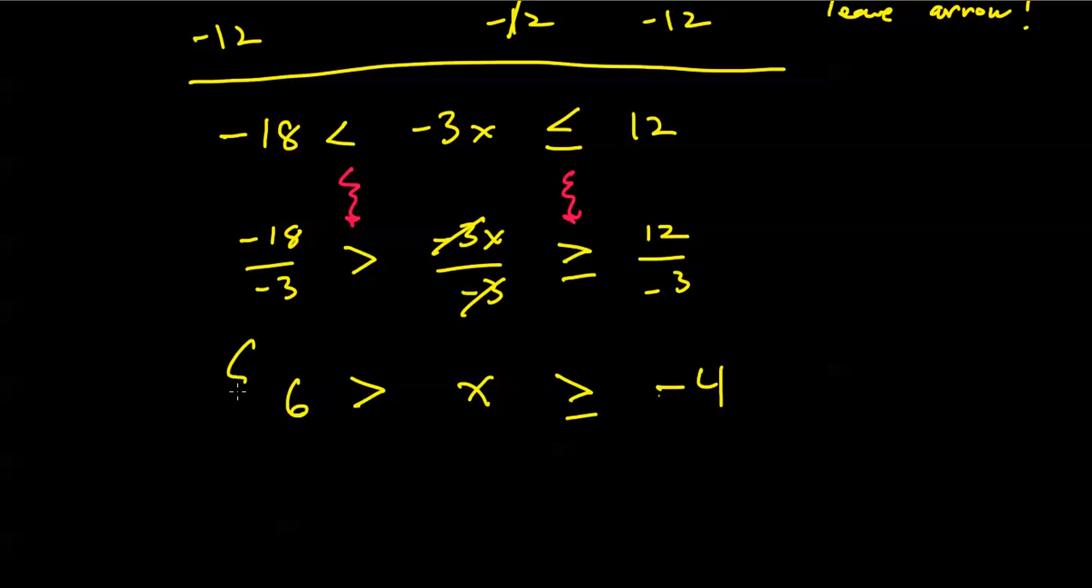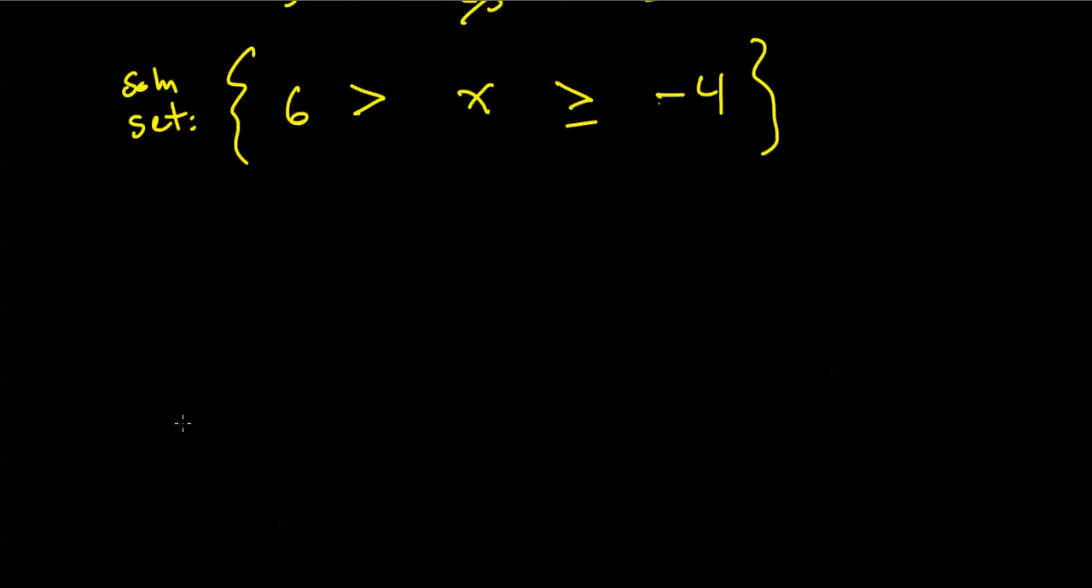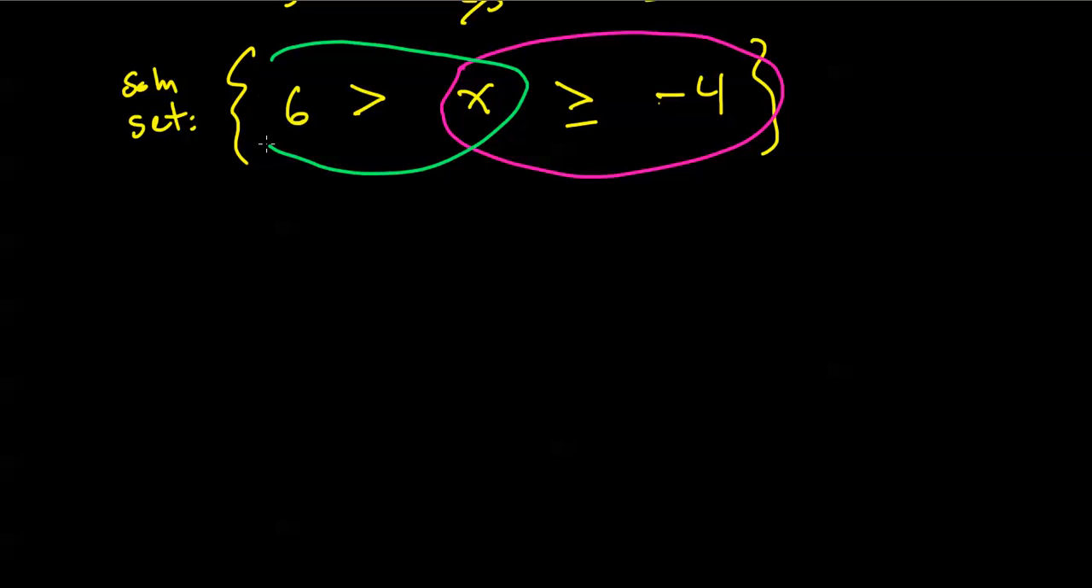Alright, so here is my solution set in a double-sided inequality statement. Let me label it. Now, let's graph it. Again, this is really an AND statement. This is saying, really, I want all x values that are greater than or equal to minus 4, and simultaneously I want all x values that are less than 6. Again, be sure to convince yourself this statement in green says x is less than 6. If 6 is greater than x, then x is less than 6.